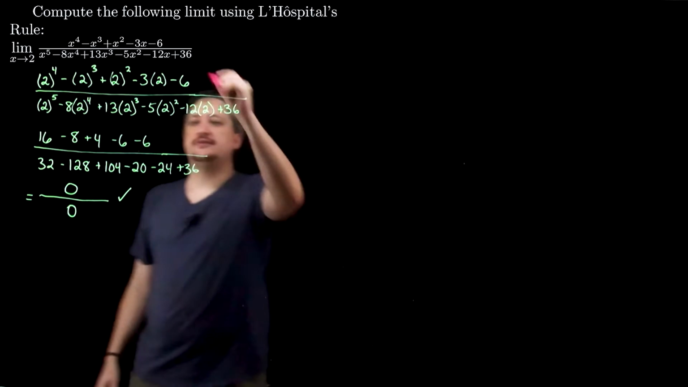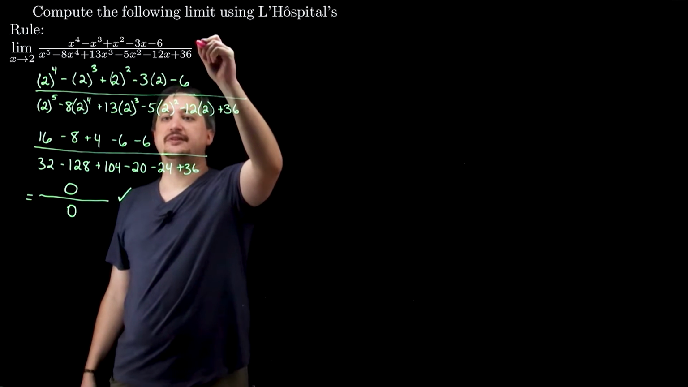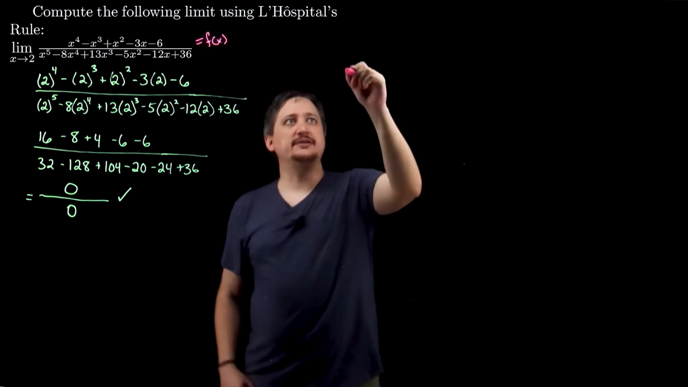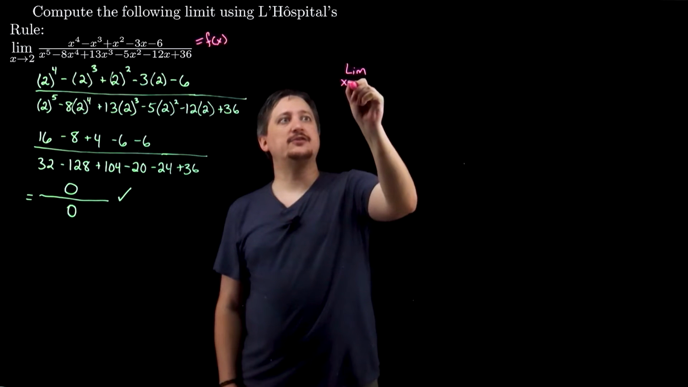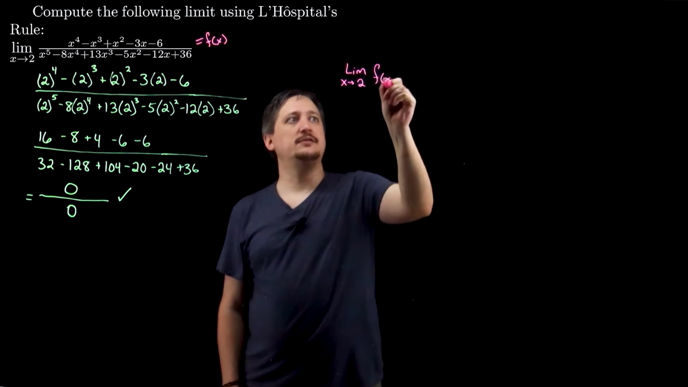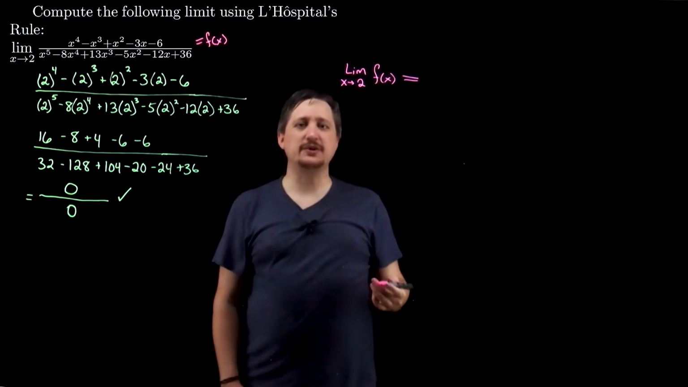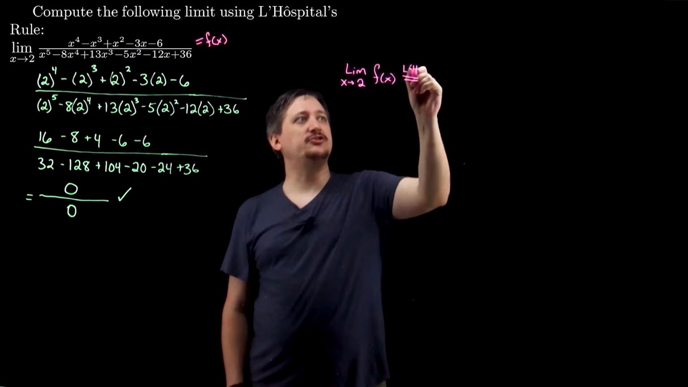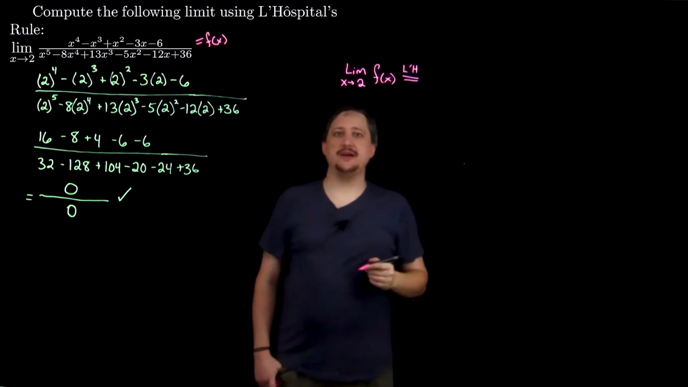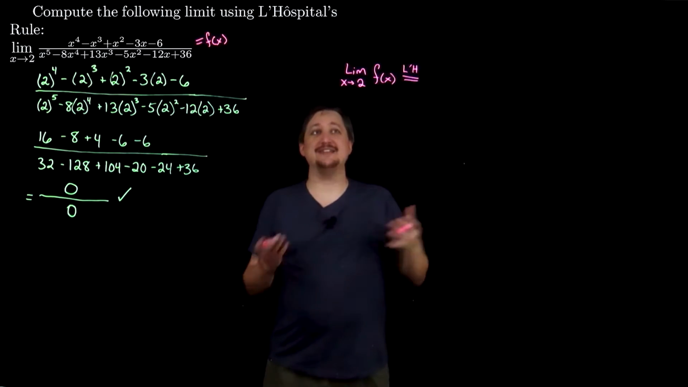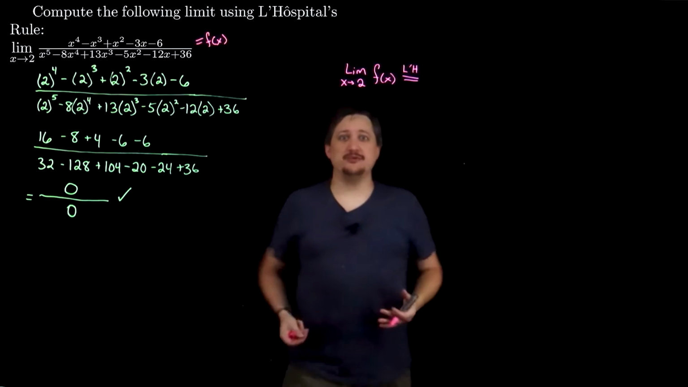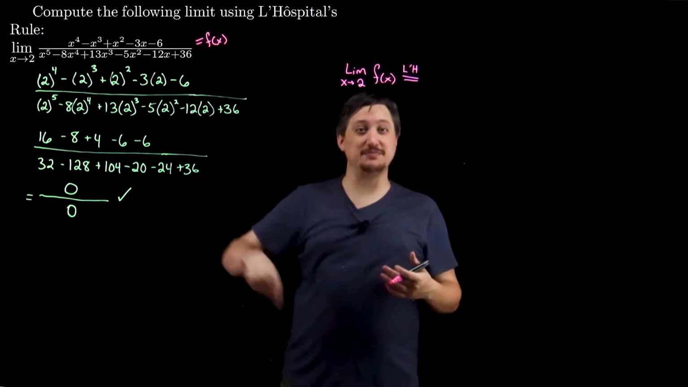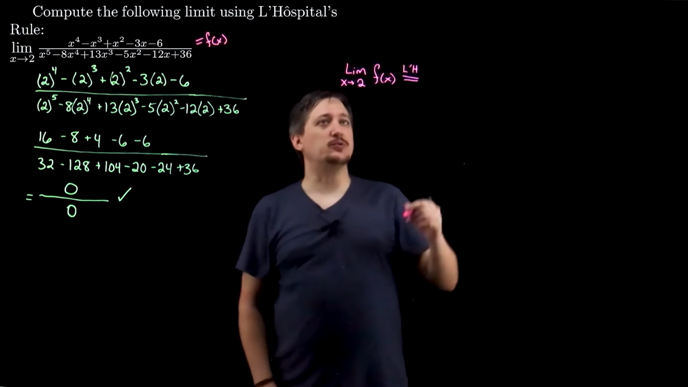So if I call this actual function f of x, I'm going to say that the limit as x approaches 2 of f of x equals, and you don't have to write it this way, but it's a nice thing to do, I'm going to write equals with an L apostrophe H above it. That declares that these limits are equal by L'Hopital's rule, because I'm going to write something that isn't obviously equal by algebra, because I'm taking a derivative in a weird way.